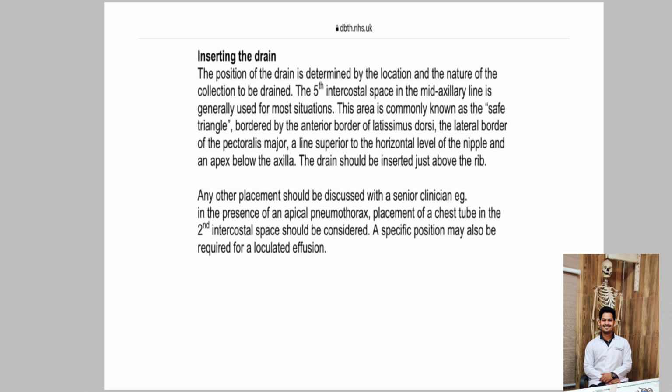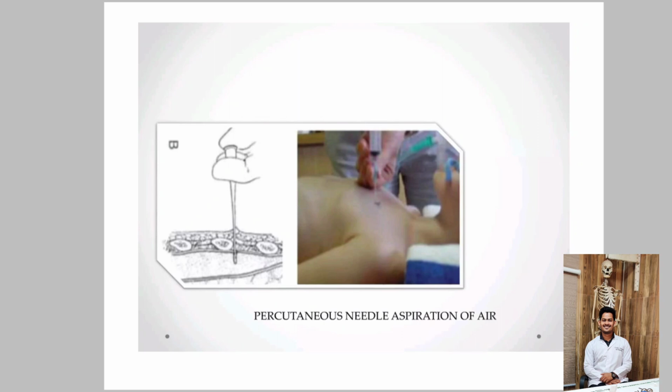Previously the boundaries were mentioned that anterior border of the latissimus dorsi, lateral border of the pectoralis major, and a line superior to the horizontal level of the nipple. But this has been updated now, and the posterior boundary is now taken as the mid axillary line. So in this picture you can see there is the needle thoracotomy done in the second intercostal space. You can see in the picture on the right side that is mentioned B, the needle has been given on the upper part of the lower rib.